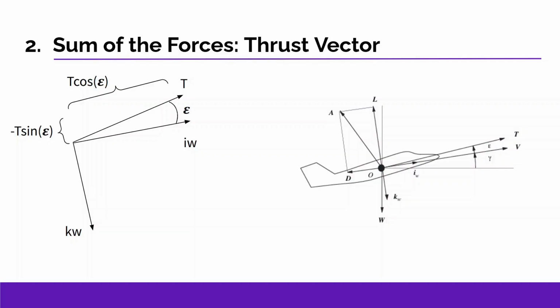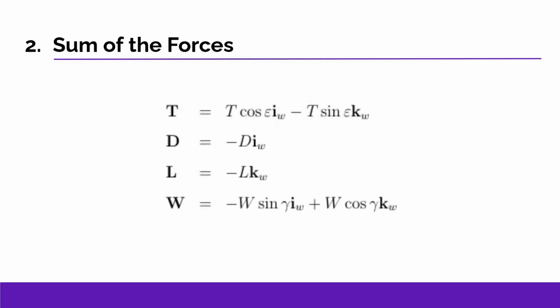So the projection of T onto IW is going to be T cosine of epsilon, and because the direction of that projection is in the same direction as positive IW, it is going to be a positive contribution. Finally, the projection of T onto KW is going to be T sine of epsilon, and because the direction of the projection is in the opposite direction to positive KW, it is going to be a negative contribution. So this is what you see here.